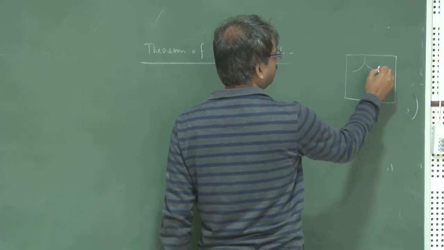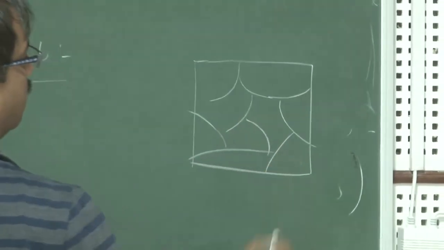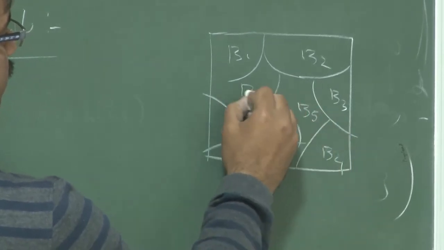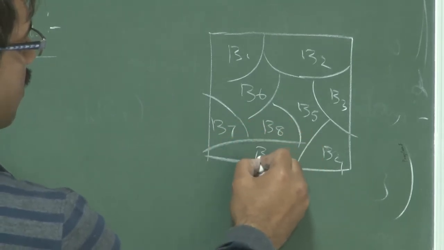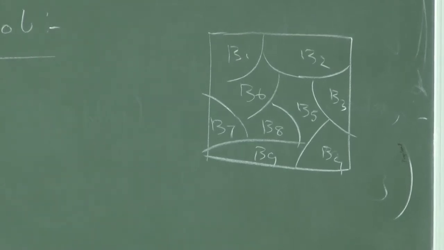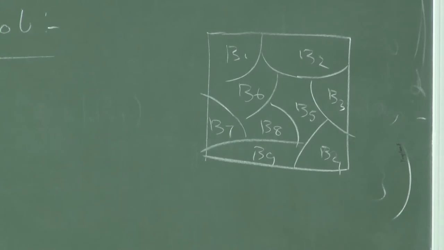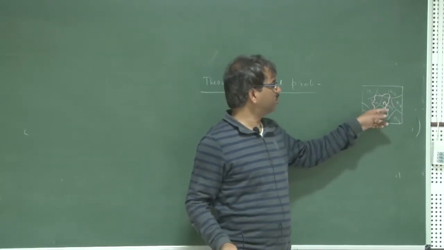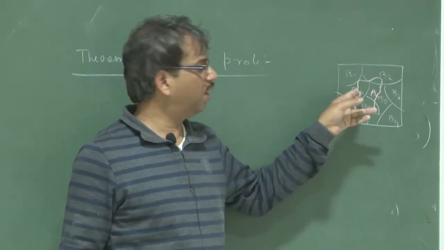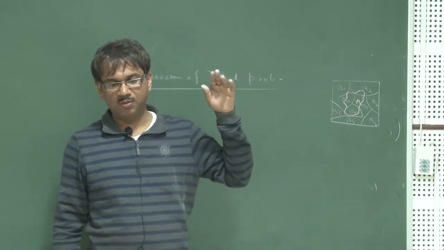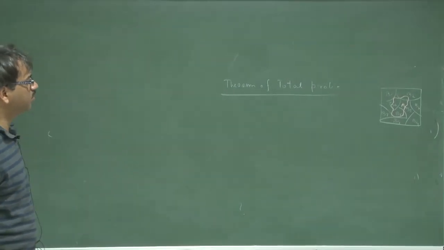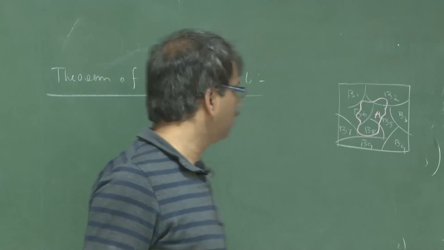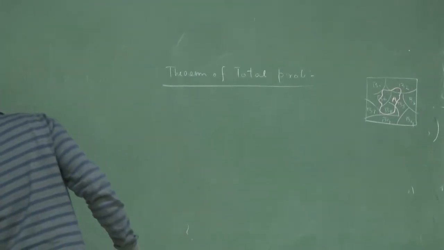This is your omega. This is B1, B2, B3, B4, B5, B6, B7, B8, B9. And I want to calculate this probability. Suppose this is my A. We want to calculate this probability of A in terms of the probability of B1, B2, Bn and probability of A given Bi. Suppose the information is given to you: probability of B1, B2, Bn you know, and probability of A given Bi is also known. So in terms of that, you want to calculate the probability of A.